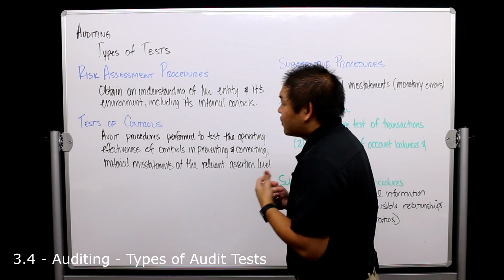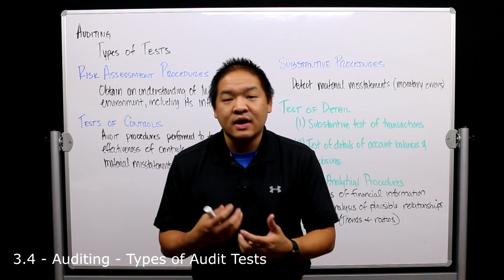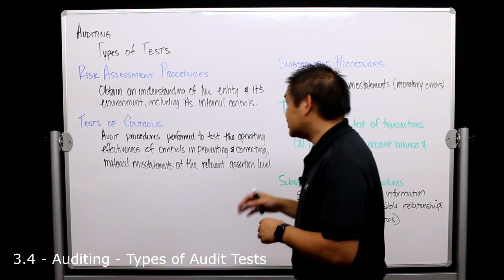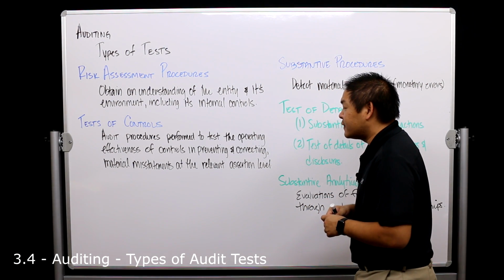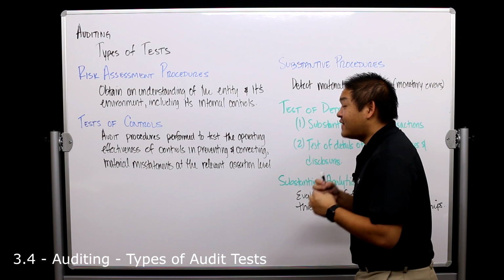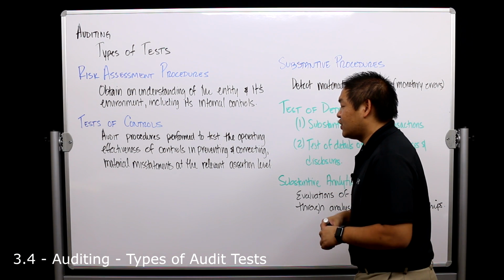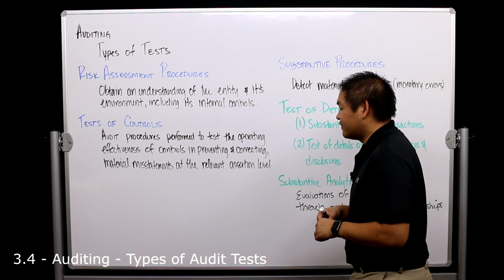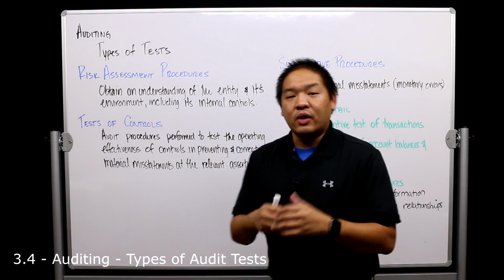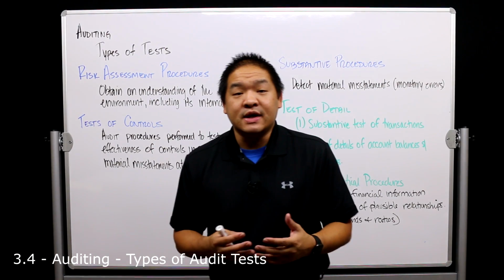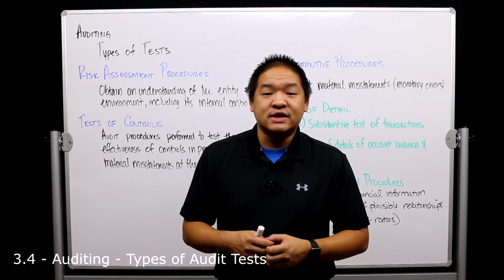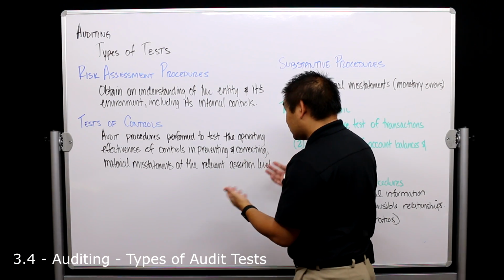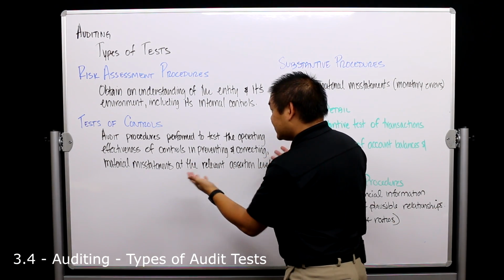Now, once we do that risk assessment and develop that risk, then we do something called tests of controls. The tests of controls are audit procedures performed to test the operating effectiveness of controls in preventing and correcting material misstatements at the relevant assertion level. What does all that mean? Well, this is what it means: we're going to go out and do the test of controls. Well, what is a control, or what is an internal control that we're trying to test?